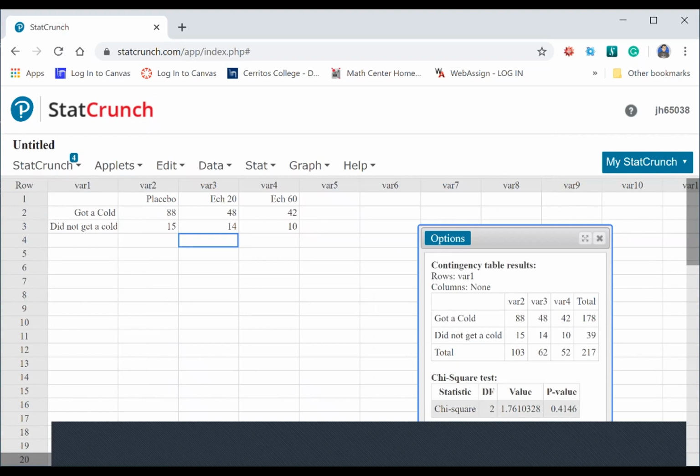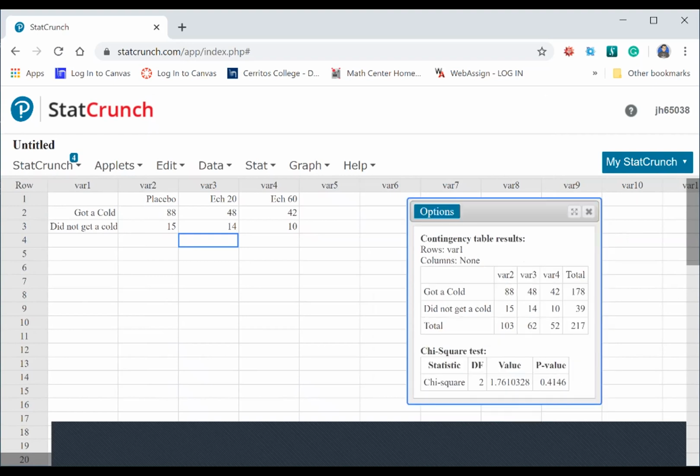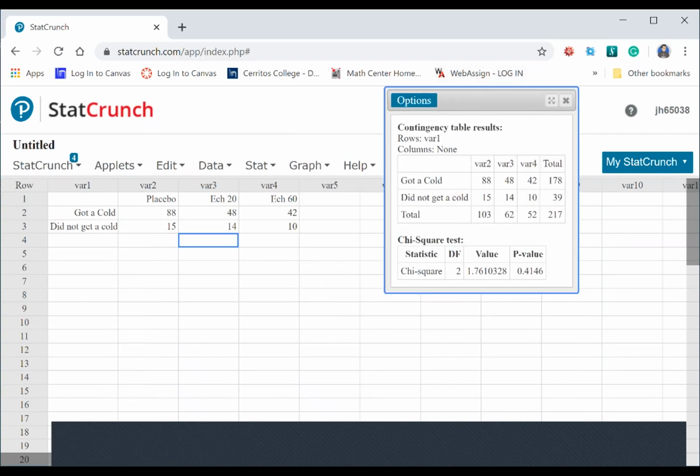Holy Moses, that did it. We got it. Nice. Okay, that was exactly what the chi-square value should be. And that's exactly what the p-value should be. Okay, so let's go through that one last time.